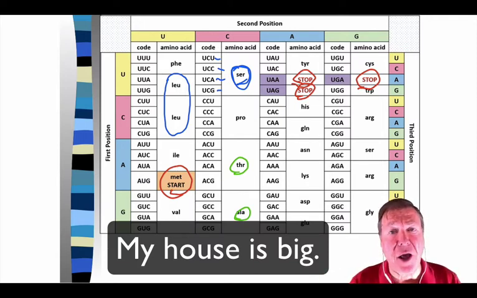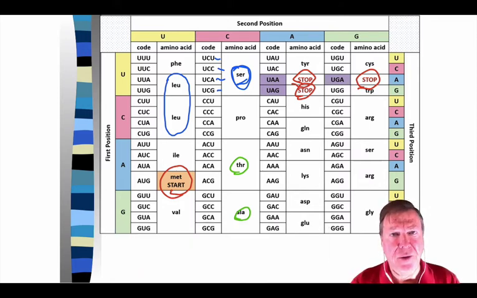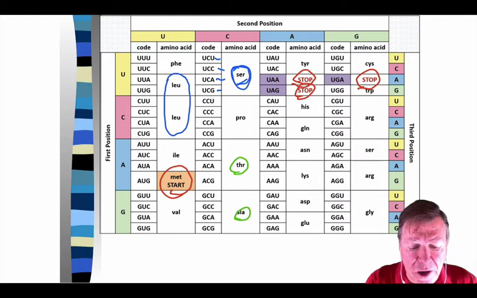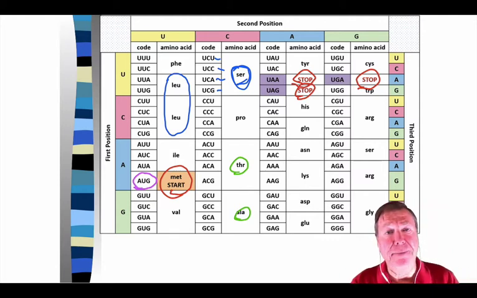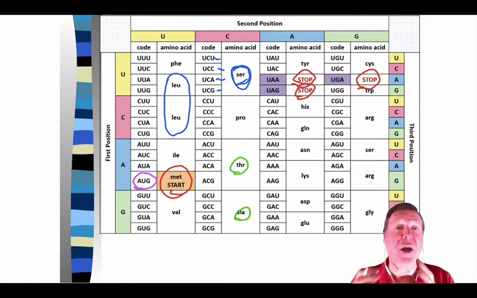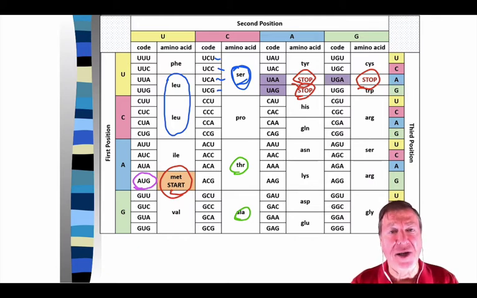The letter's capitalized. How do you know it's the end of a sentence? There's a period or an exclamation mark. That's what these are. Whenever the ribosome reads the codon AUG, that tells it that it's going to start making the protein. It's the code that starts the protein, just like we capitalize the beginning of a sentence.